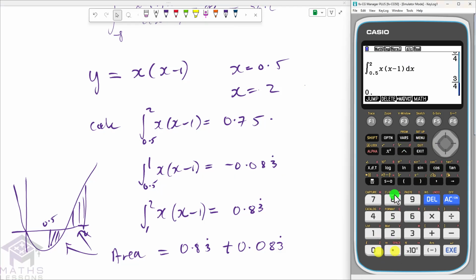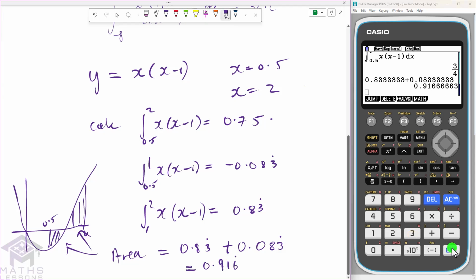Okay, and if we do that, let's put that into our calculator. So do 0.8 plus 0.083. And you can see we get 0.916 recurring if we do that properly. Obviously, because I've already just typed in some of the numbers, I get a truncated answer, but this would be my exact answer.